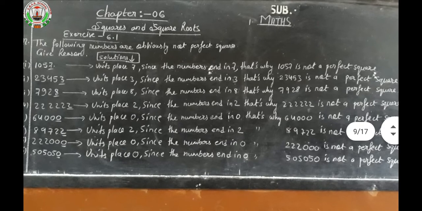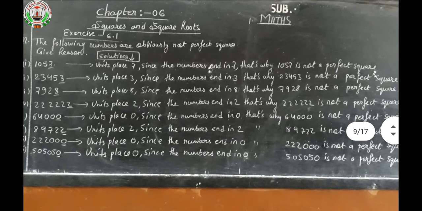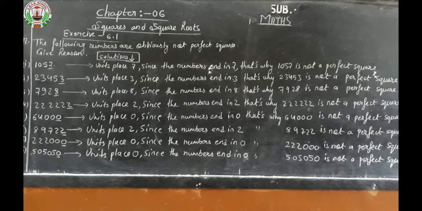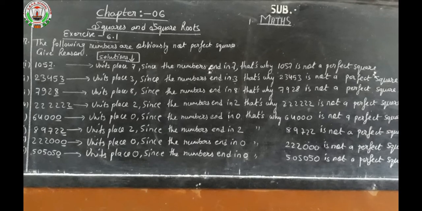Then again in the fourth part, 2 2 2 2 and 2 is given. Okay, so what is the unit place in this? Again the unit place is 2. Since the number ends in 2, that's why it is not a perfect square. Similarly you have to do the rest of the questions given below. Okay, so here I had written all the solutions. You have to just go through it.